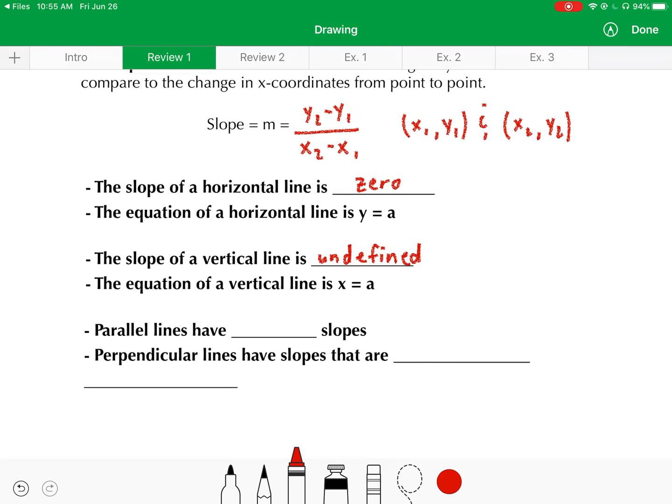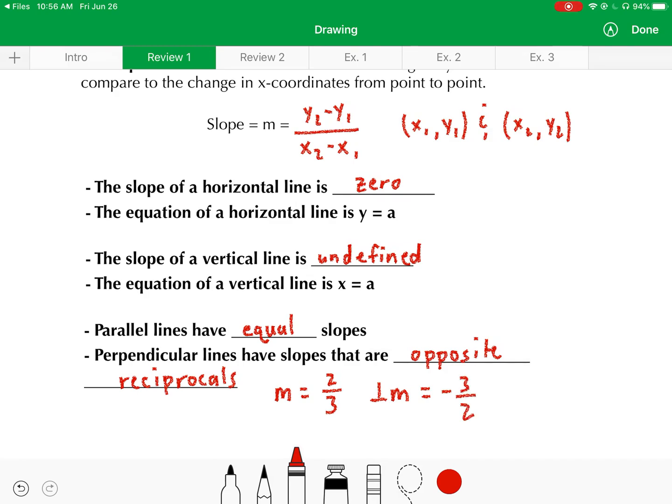Recall parallel lines, they have equal slopes, and perpendicular lines, they have slopes that are opposite reciprocals. Okay, so what I mean by that is, let's say one line has a slope of 2/3, then a line perpendicular to it would have to have a slope of -3/2.